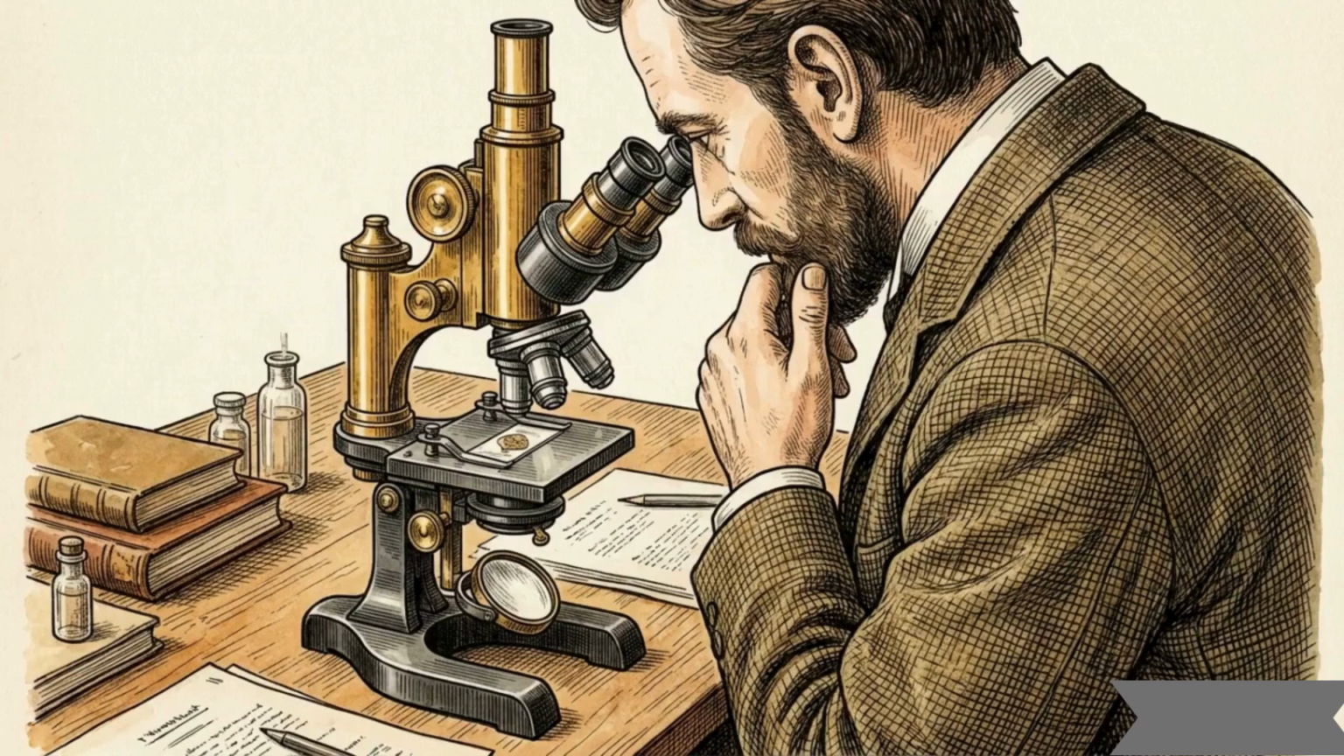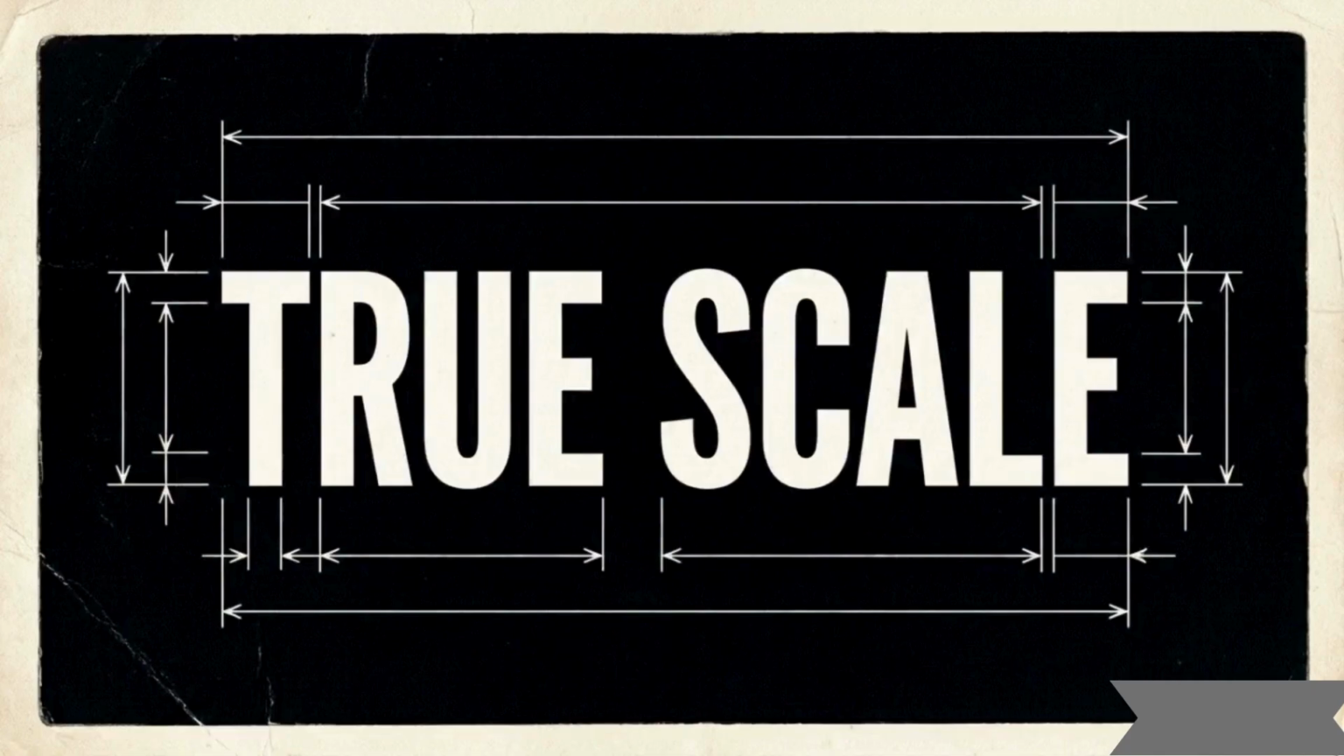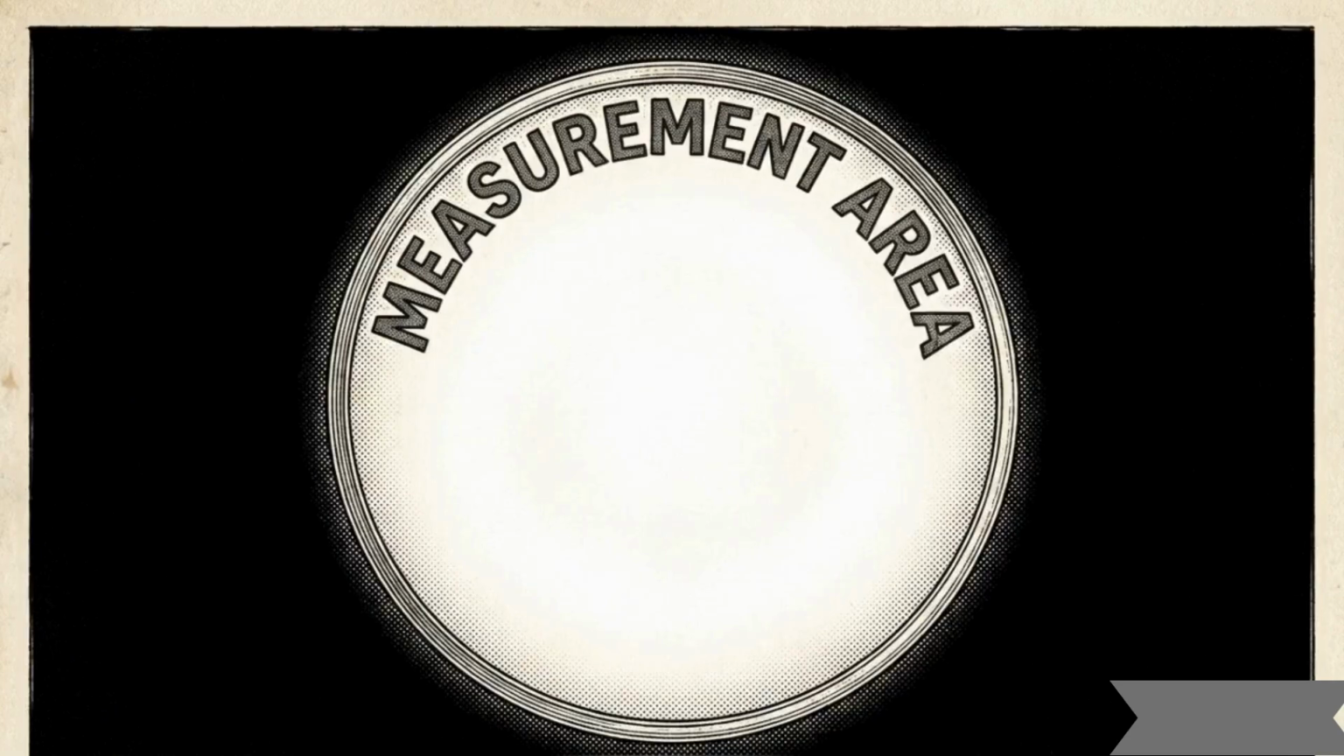Looking through the lens creates a challenge. The cells now appear quite large, even though we know the physical sample is microscopic. We need a way to determine their real-world size. To solve this, we use the field of view.